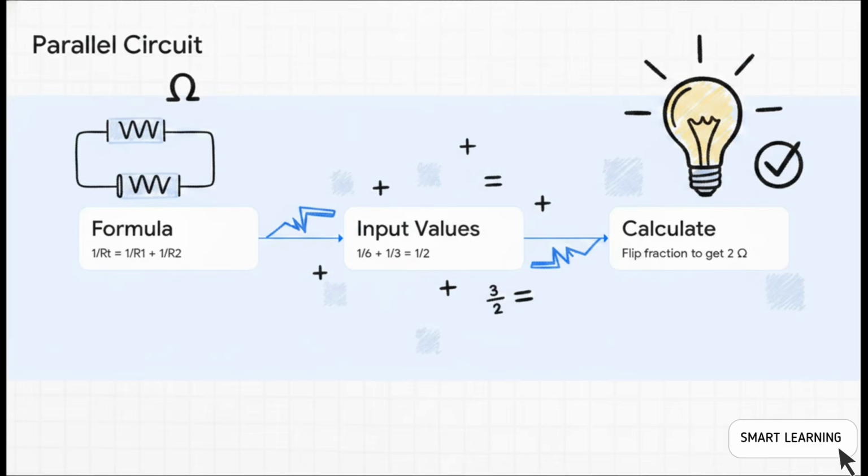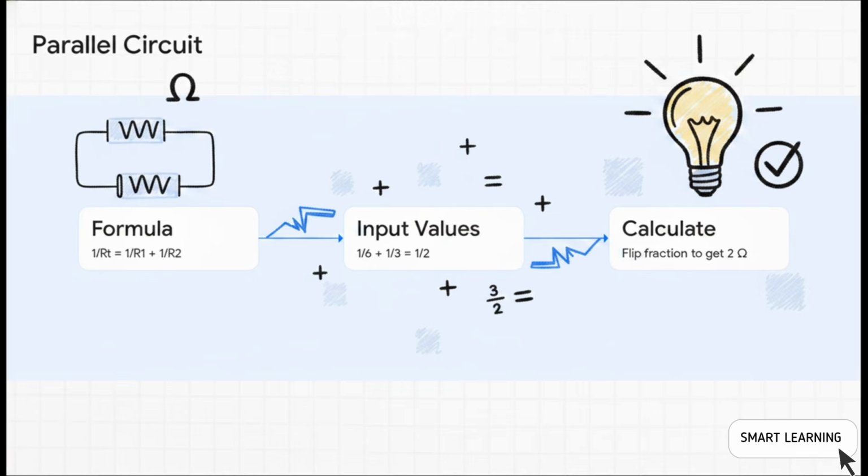And we're back. The correct answer is B. 2 ohms. You know, this brilliantly shows why understanding the formulas is just so crucial. Let's quickly walk through the math together. Step 1. Identify the parallel formula. That means 1 over the total resistance equals 1 over R1 plus 1 over R2.